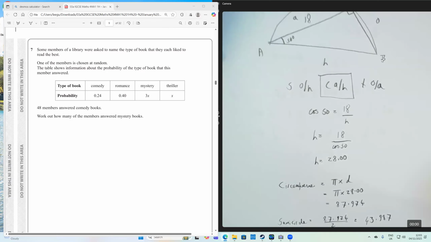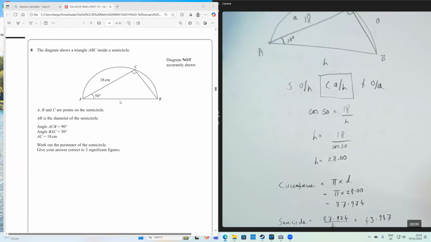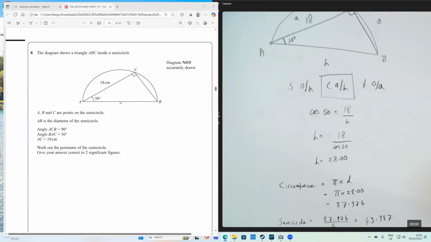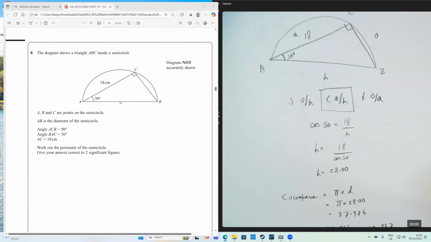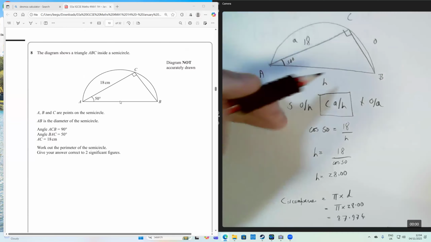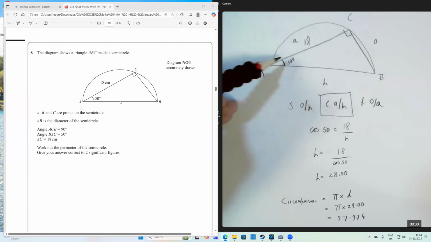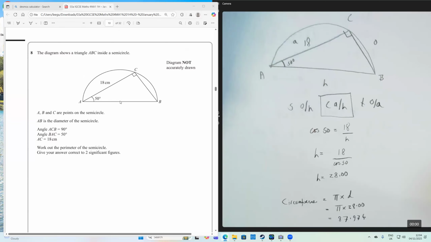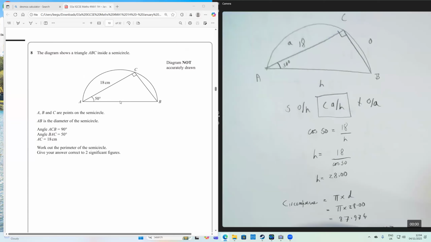Question 8, let's have a look at question 8. The diagram shows a triangle ABC inside a semicircle. A and B and C are points on the semicircle. AB is the diameter. And we've got these angles that are shown: 50 degrees, that is 90 degrees, and we're told that that length is 18. We have to work out the perimeter of the whole shape.